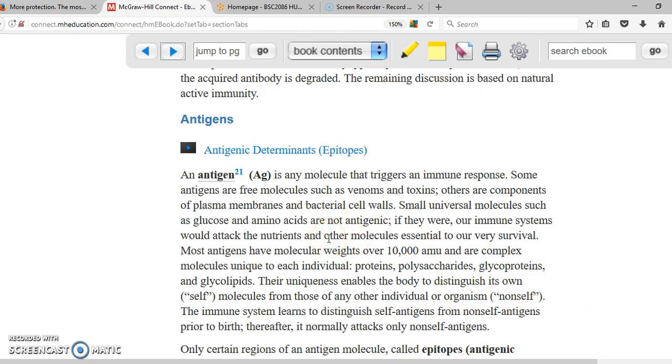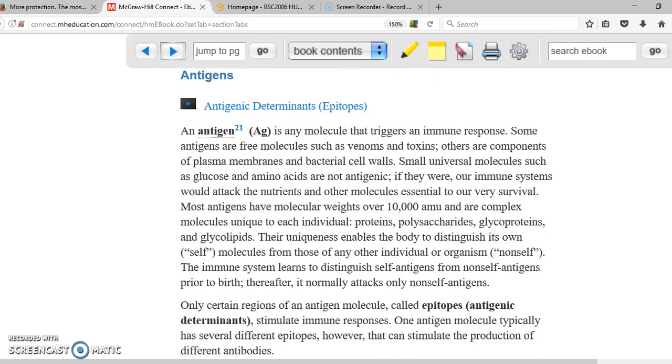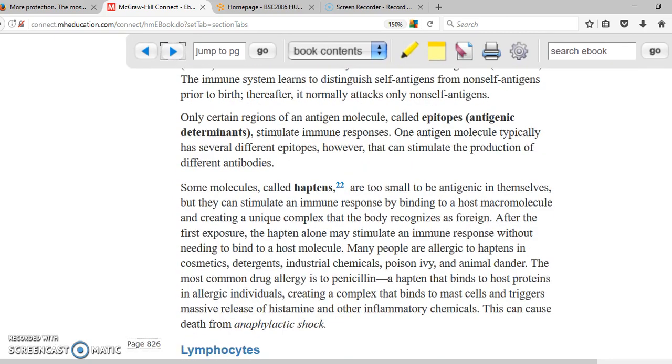Not all of the microorganism is the one that causes an infection. Only certain regions of these antigens are the ones that are going to cause the infection. And these regions in the antigen that cause infections are going to be called epitopes, as you can see in here. It says, only certain regions of an antigen produce infection, and those are epitopes.